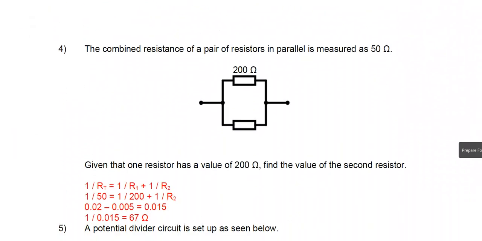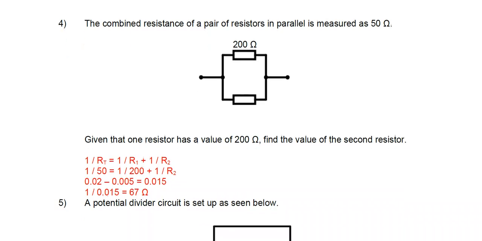Number 4. The combined resistance of a pair of resistors is measured as 50 ohms. Given that one of them has a value of 200 ohms, what's the value of the second resistor? So 1 over R total is 1 over R1 plus 1 over R2. So 1 divided by 50 is equal to 1 over 200 plus 1 divided by R2. We just need to rearrange this to find R2, and if you do that, you get 67 ohms.